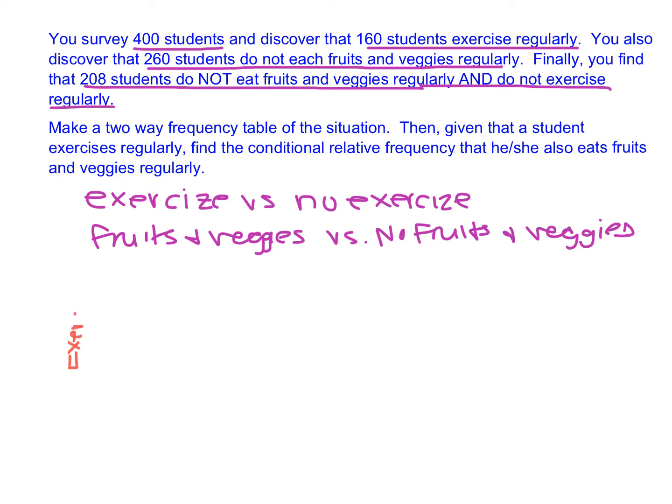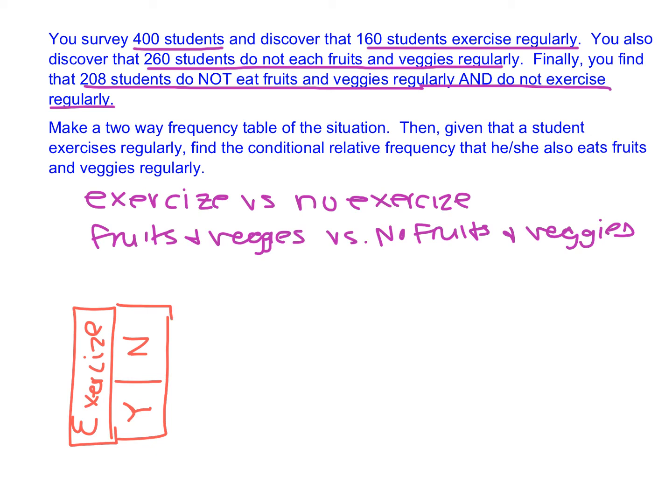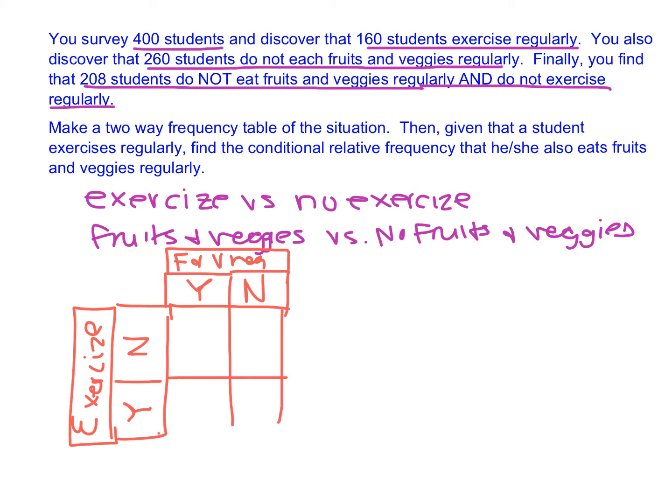This first one is going to be exercise, and I probably need a little more space, so I'm going to bring that down a little bit. So let's do exercise. That's my first category here. I'm going to have yes, we exercise, or no, we don't exercise. Then my second category is going to be another yes or no, but it's going to be for fruits and vegetables. So I'm going to do fruits and vegetables on the regular here. So here I have my chart, and then I can start filling some of this in.